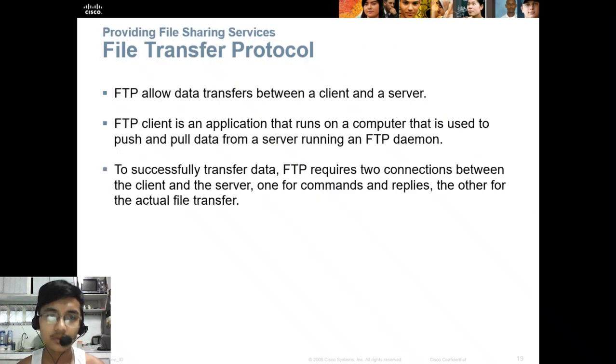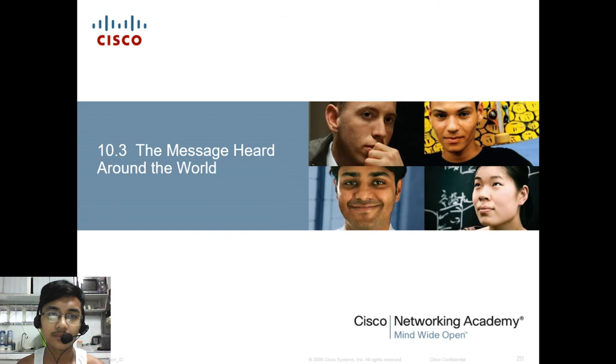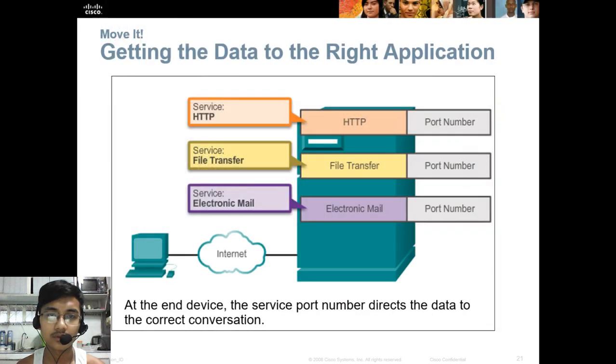File Transfer Protocol, FTP, allows data transfers between a client and a server. An FTP client is an application that runs on a computer and is used to push and pull data from a server running an FTP daemon. To successfully transfer data, FTP requires two connections between the client and the server, one for commands and replies, the other for the actual file transfer. The message heard around the world. At the end device, the service port number directs the data to the correct conversation.